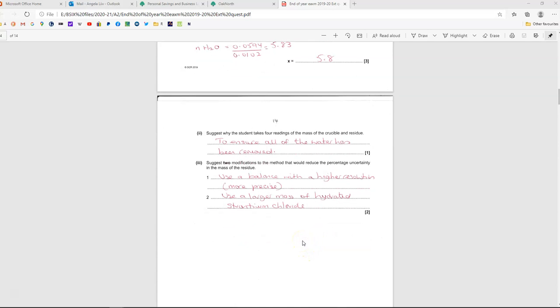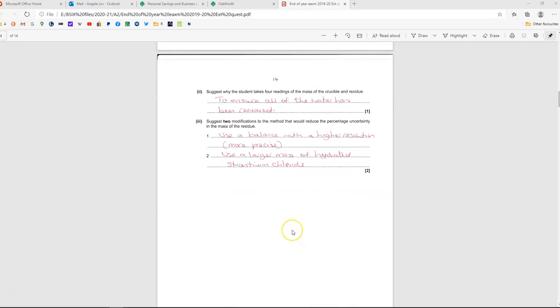Why does the student take 4 readings? Obviously, that was to ensure that there was no water left. And then 2 modifications that would reduce the percentage uncertainty.